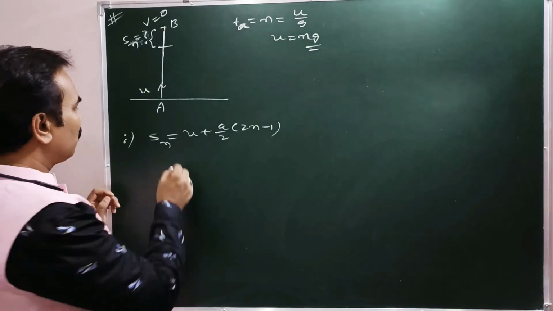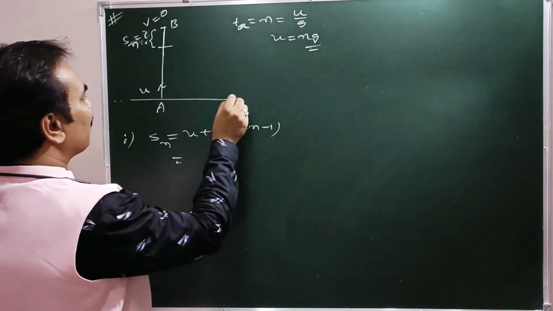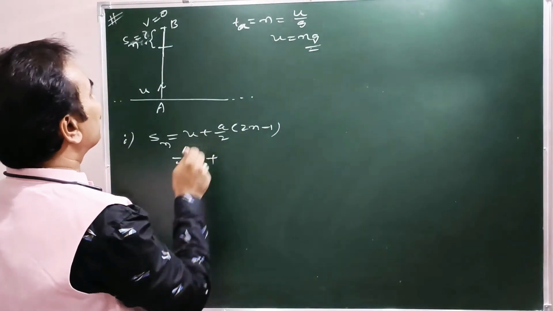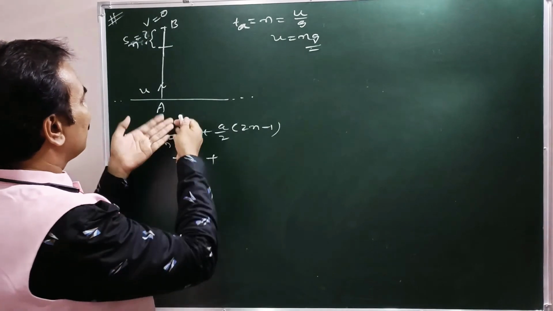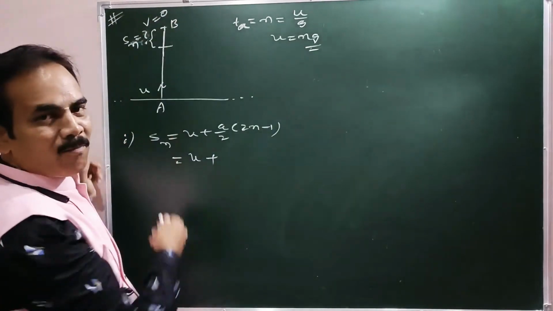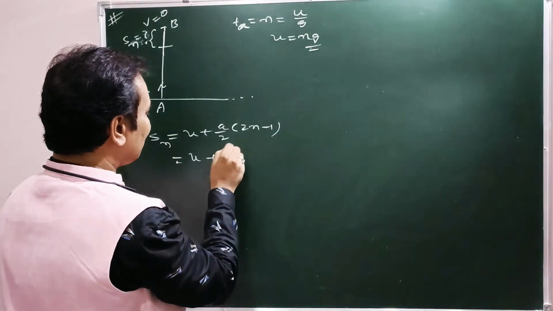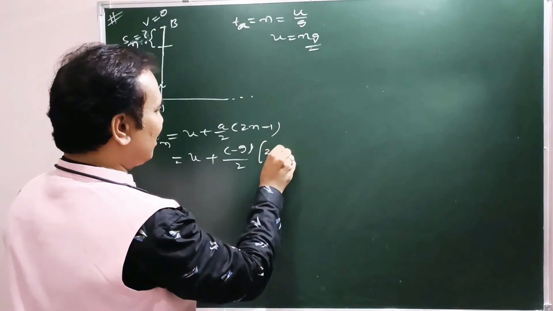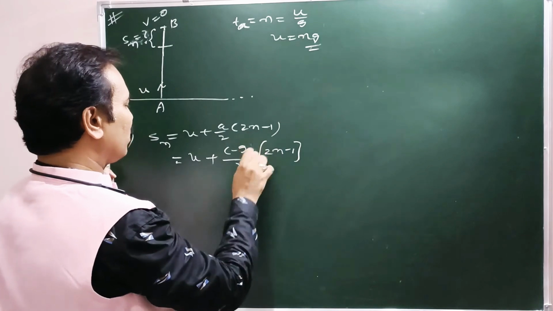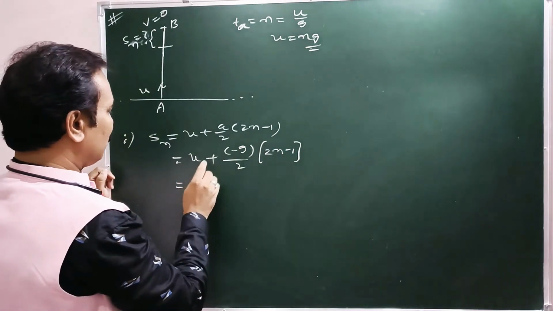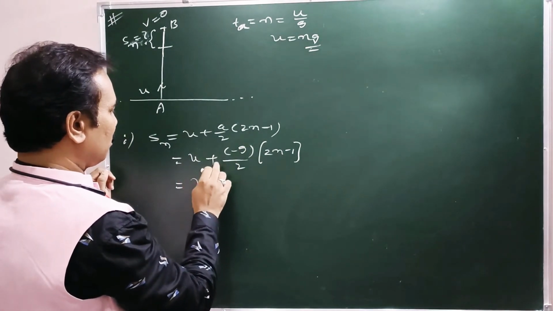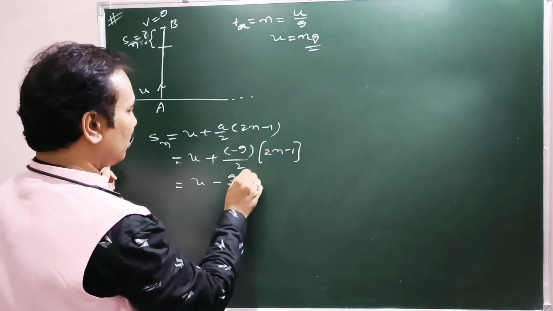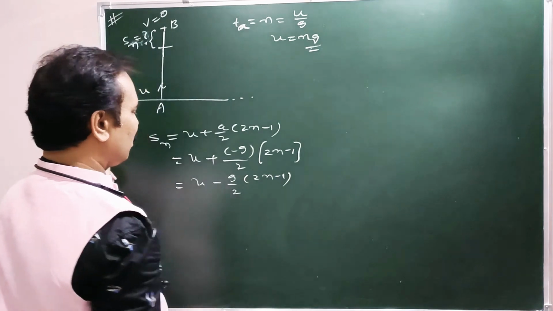See, this is the reference level. u is positive, and a becomes minus g. Why? Because gravity is downwards and the body is moving upwards. So a becomes minus g by 2 whole into 2n minus 1. That is, Sn equals u plus or minus g by 2 into 2n minus 1.